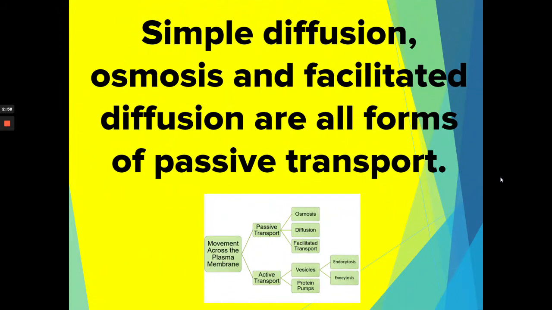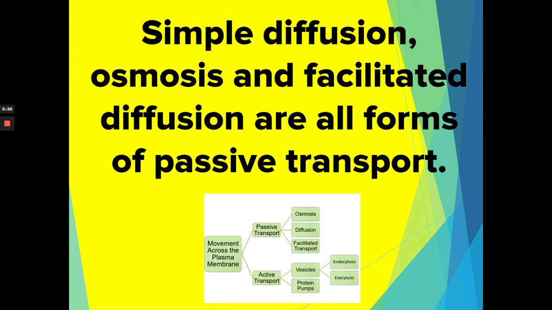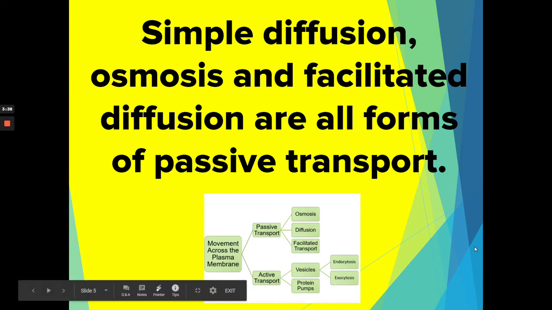Now, there's three types of passive transport. There's simple diffusion, and that's what we've already seen with the little blue molecules moving from one side of the cell to the other side of the cell, going directly through the cell membrane. Another form of passive transport is called osmosis, and osmosis is just the diffusion of water. And then the last type of transport is called facilitated diffusion. So facilitation means that it's going to be helped in some way. And in this case, it's going to be helped by the aid of a protein that is embedded in the cell membrane.